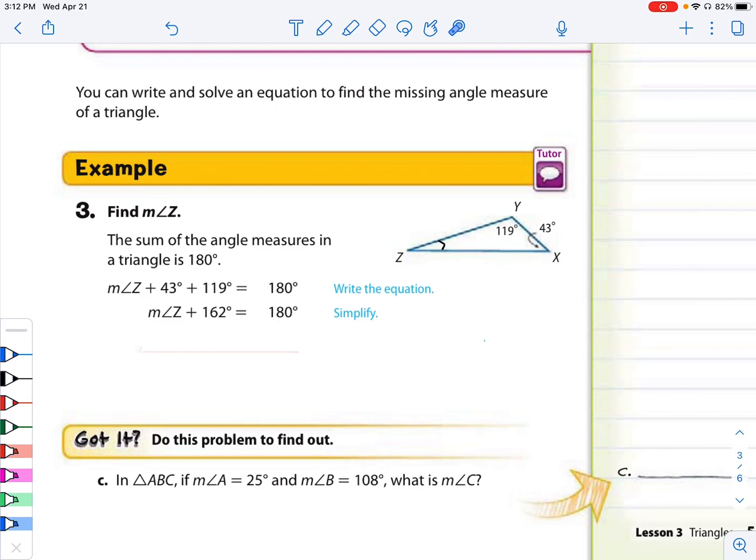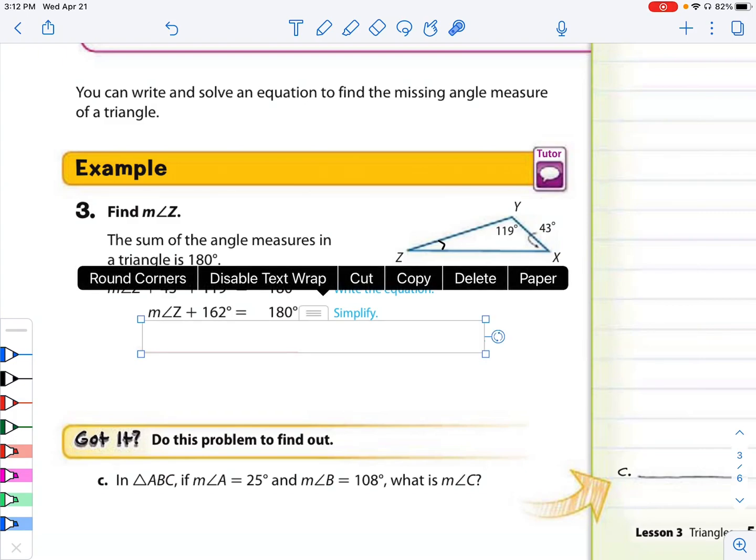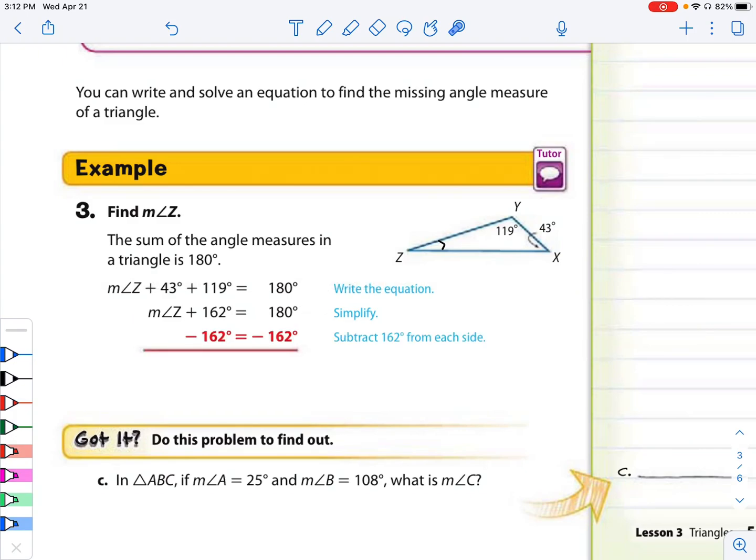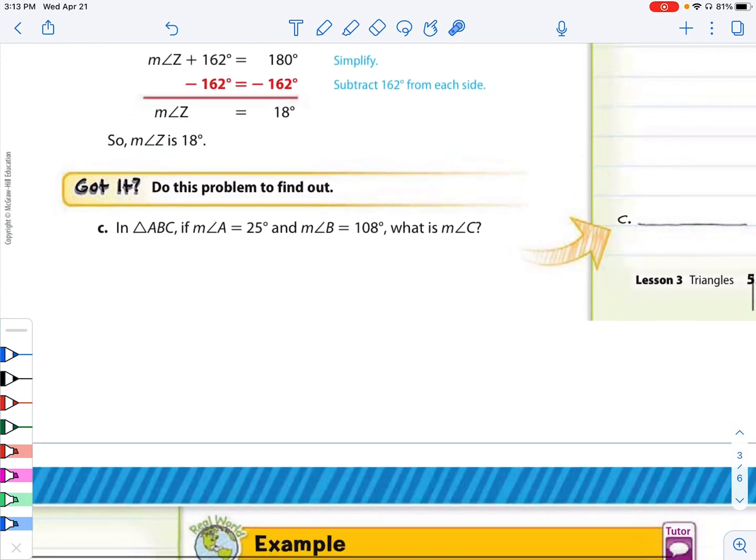Now this becomes a two-step equation. This is what we want to find. This is our x. So for us to find the measure of angle Z, or our x, we subtract 162 from both sides of the equation. Doing that, 180 minus 162 is 18, and we simply bring down the measure of angle Z. So now we have the measure of angle Z is equal to 18 degrees in this particular problem. Okay? So do the got it problem. Let's see if you understand example number 3.